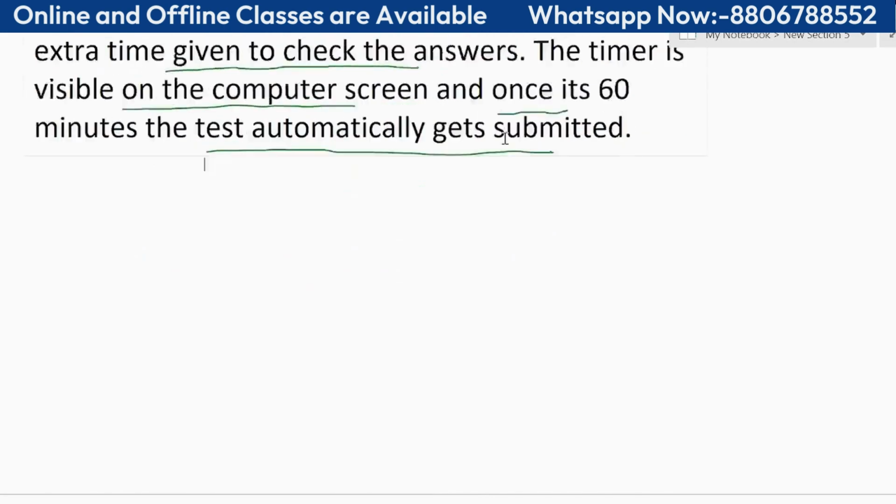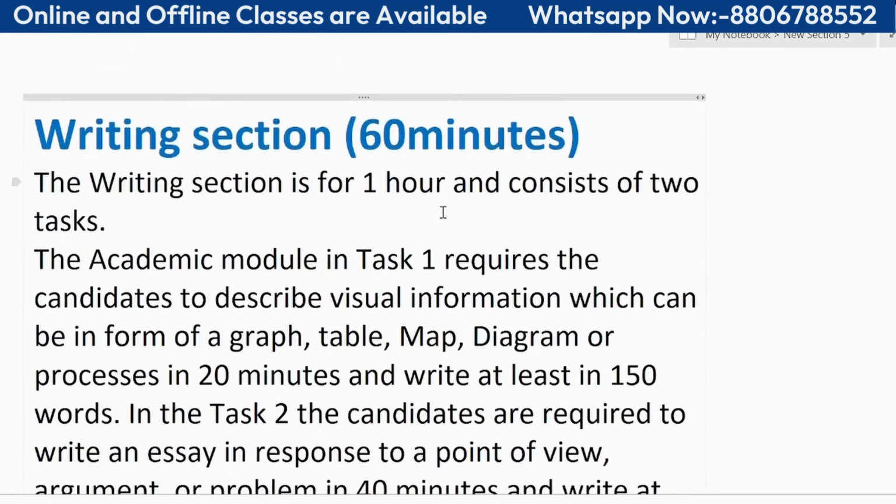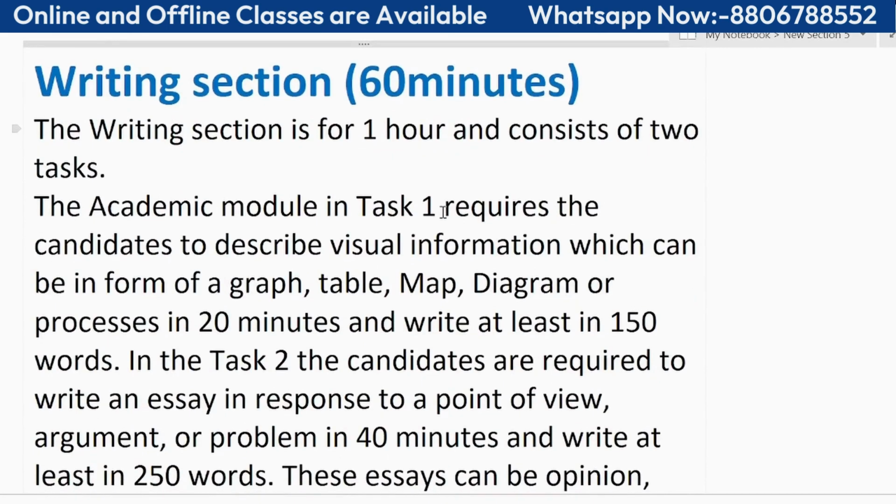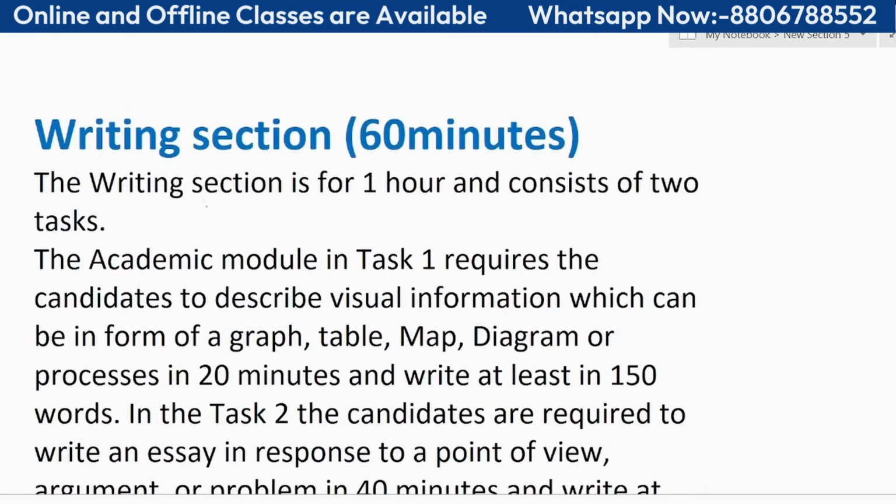Yes, so this is about the reading section. Now let us move on to the next section, which is the writing section. Now the writing section is for 1 hour and it consists of 2 tasks. Now in the academic module, task 1 requires the candidates to describe visual information, which can be in the form of a graph, table, map, diagram or process, in 20 minutes, and write at least 150 words.